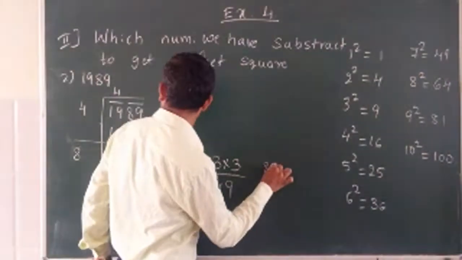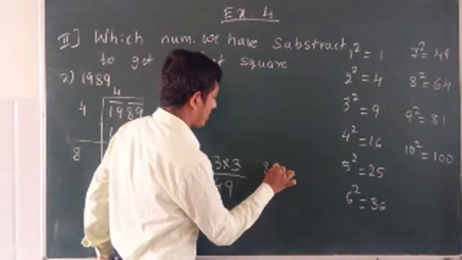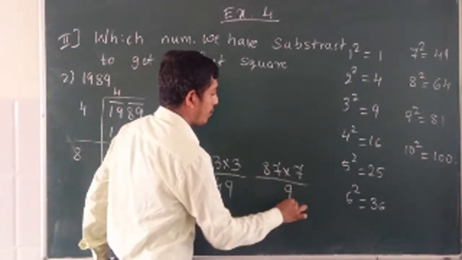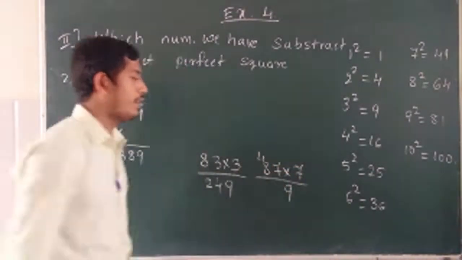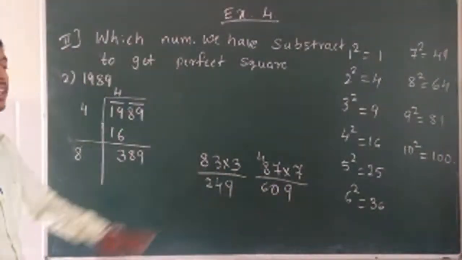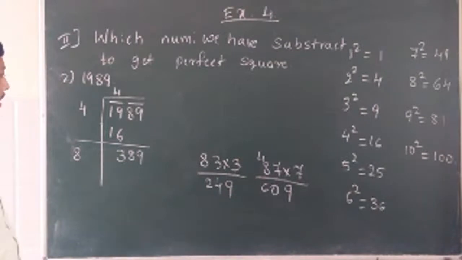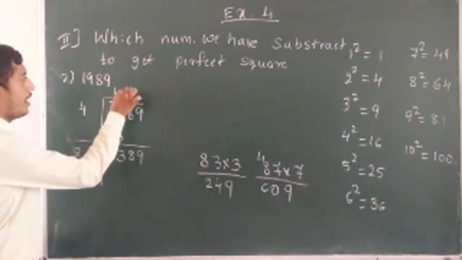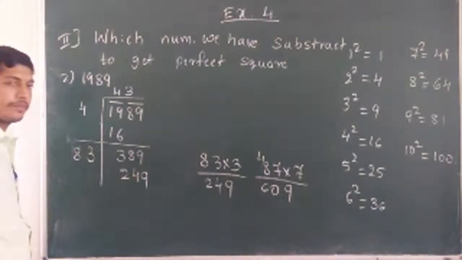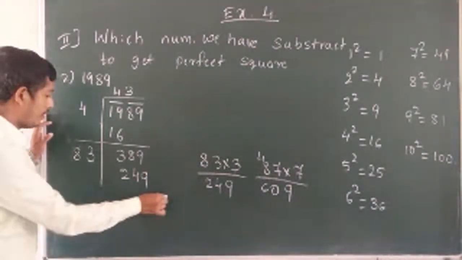Then 87 into 7. 7 7s are 49. 7 8s are 56. 6 not 9. So now which is the least value? That is 249. So here I consider 3 and 3. So it becomes 249. Then again we have to find the remainder.